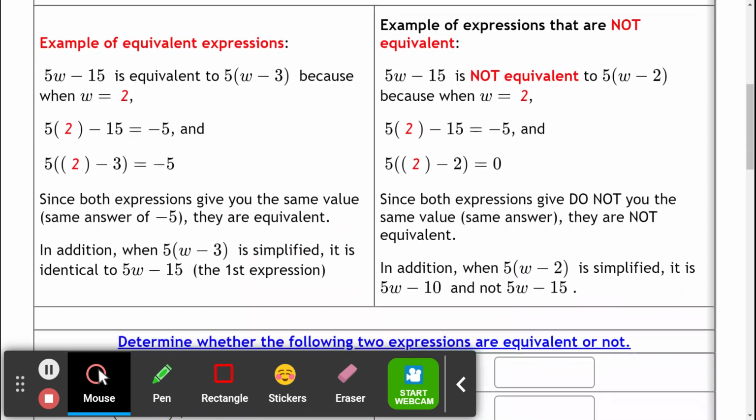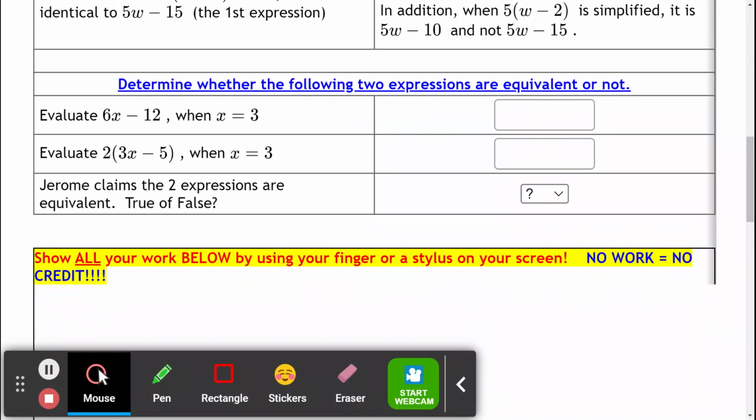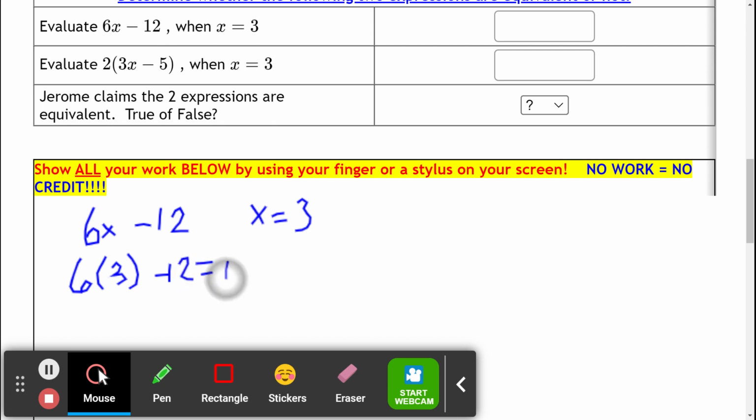Oh, we got this huge question here where essentially what we have to do is evaluate. Maybe I'll do this down here. This might be a better call. So we have 6x minus 12, and x has to be equal to 3. So if x is equal to 3, then it's going to be 6 times 3 minus 12. And 6 times 3 is 18. So 18 minus 12, well, that's just 6. And so that's what I would put right here.